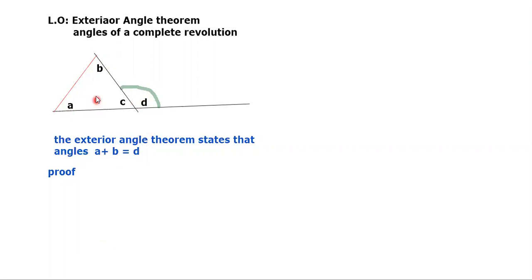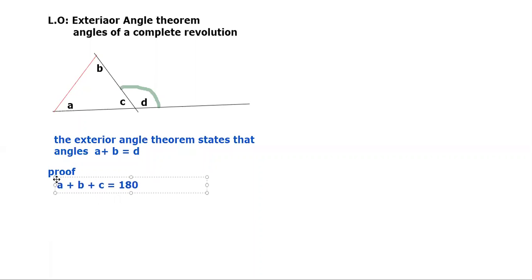Okay, so to go towards the proof, I'll do something simple. I want to prove that A plus B is equal to D. I'll start with what we know. What do we know first of all? As mathematicians, we know that A plus B plus C equals 180. Everybody knows that.